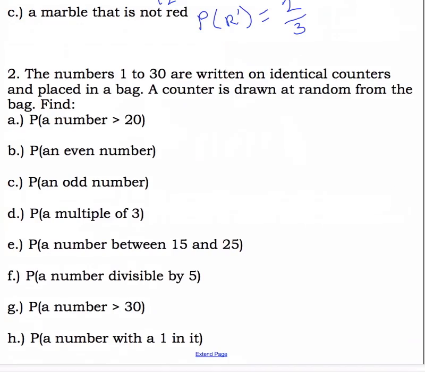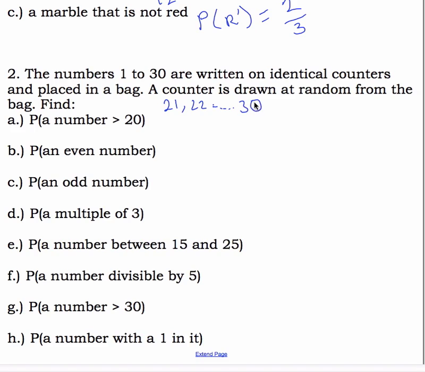Okay, a couple more. Example 2. Numbers 1 to 30 are written on counters and placed in a bag. A counter is drawn at random from the bag. Find the probability that a number is greater than 20. So how many numbers are greater than 20? Well, it's going to be 21, 22, and all the way up to 30. So be careful here, that's actually 10 numbers there, okay?